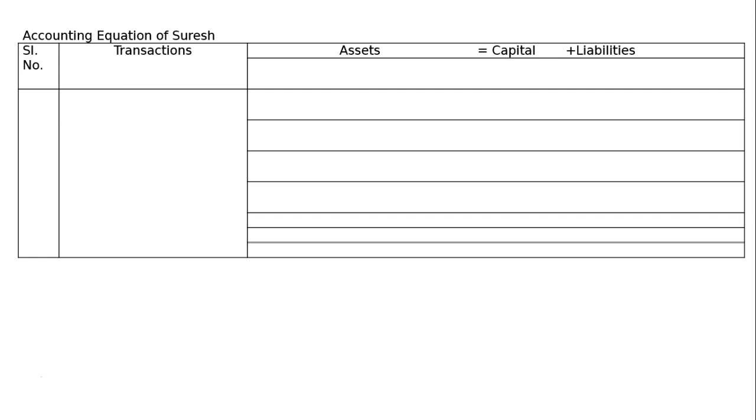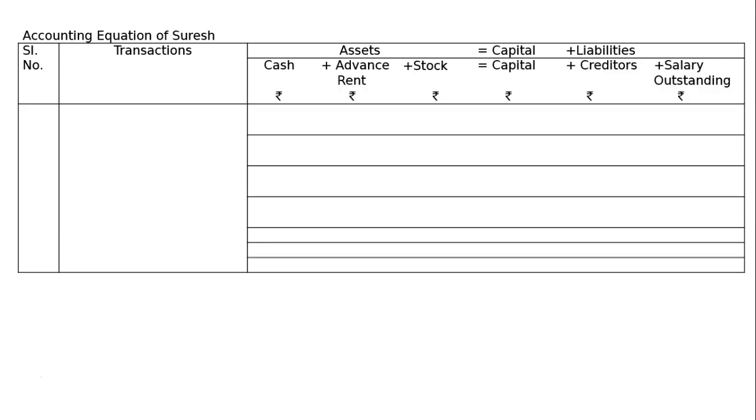After reading the question, we find out the following assets and liabilities: cash, advance rent, stock, capital, creditors, and outstanding salary or outstanding expenses. First one, commenced business with cash 60,000. Cash will be increased by rupees 60,000, capital will be increased by 60,000.